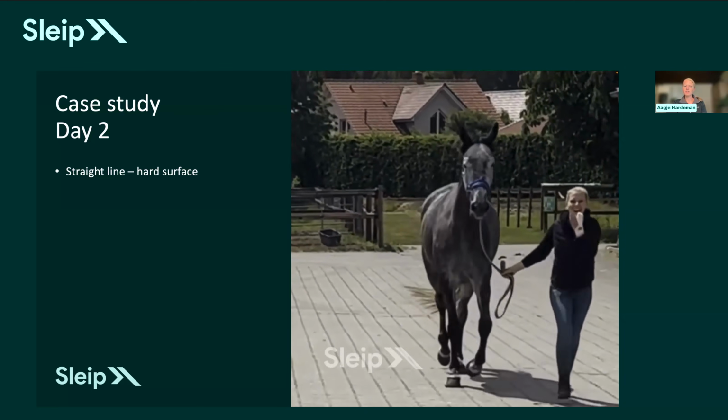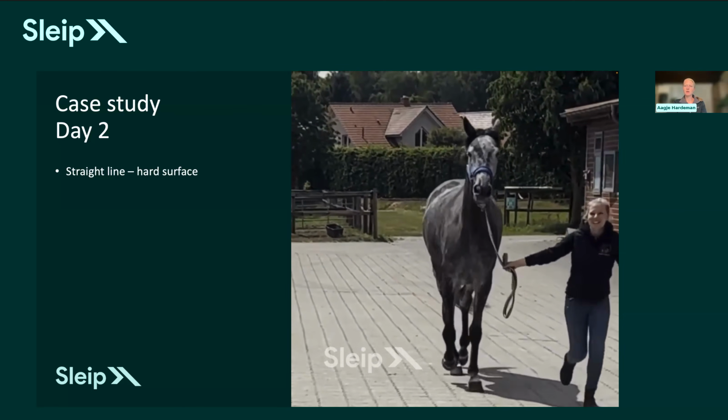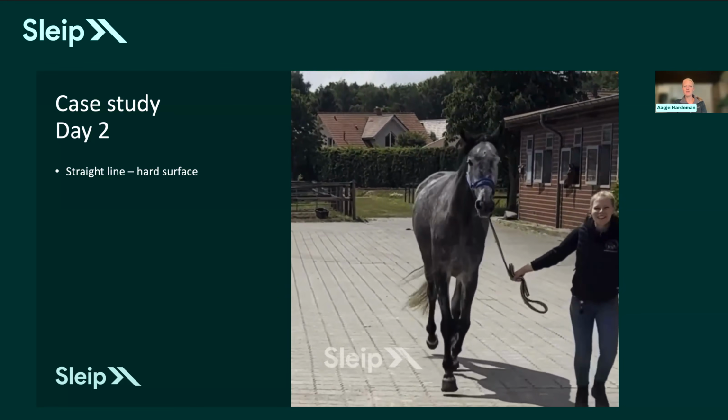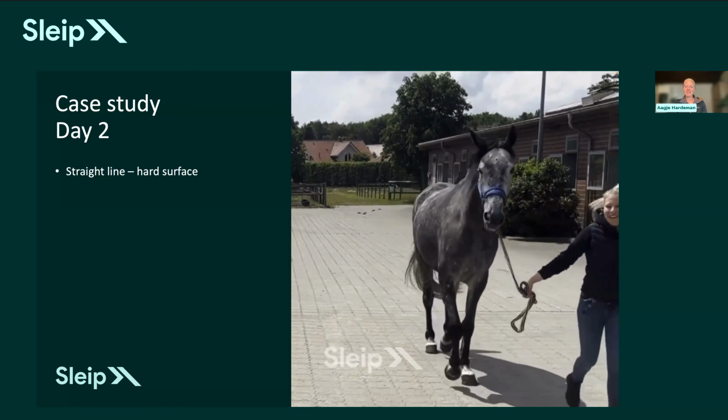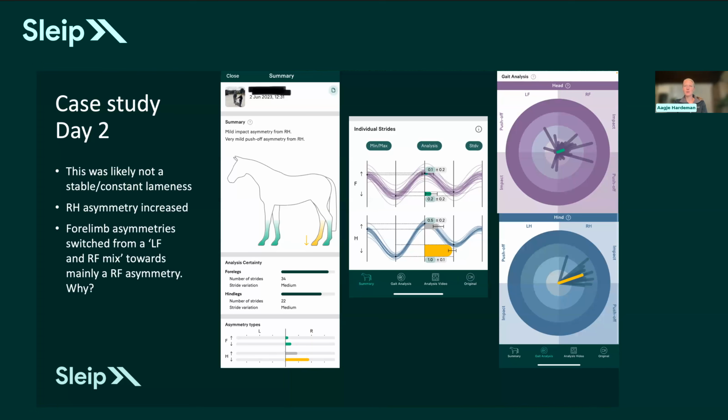So if you know a bit of research behind biomechanics, you probably know that the agreement between vets is very low, but let's assume we all agree on this one, that we see something going on in the right hind, and probably you also saw something in the right front. Well, this is the horse, what it looked like data-wise.